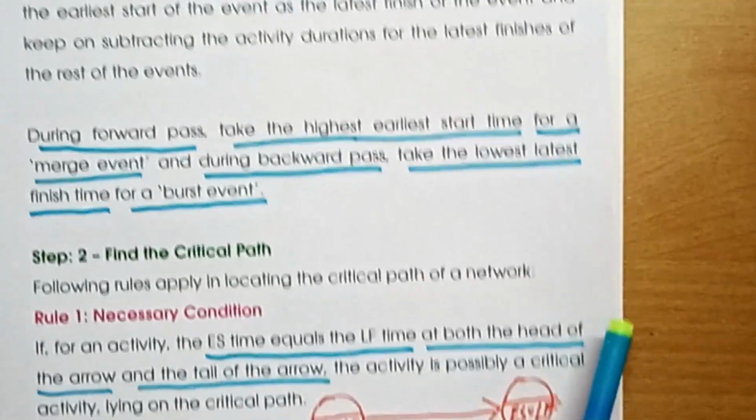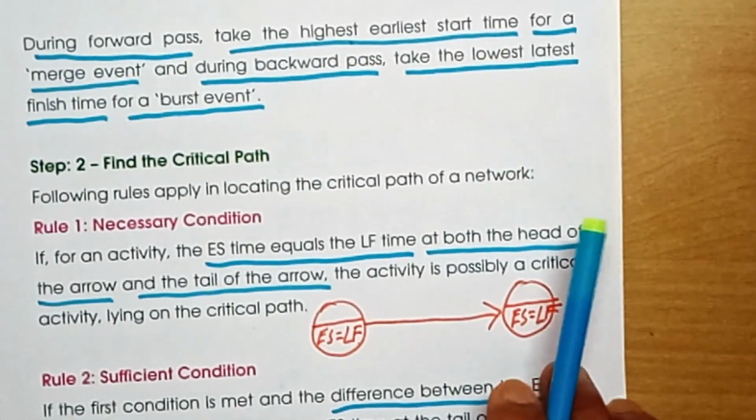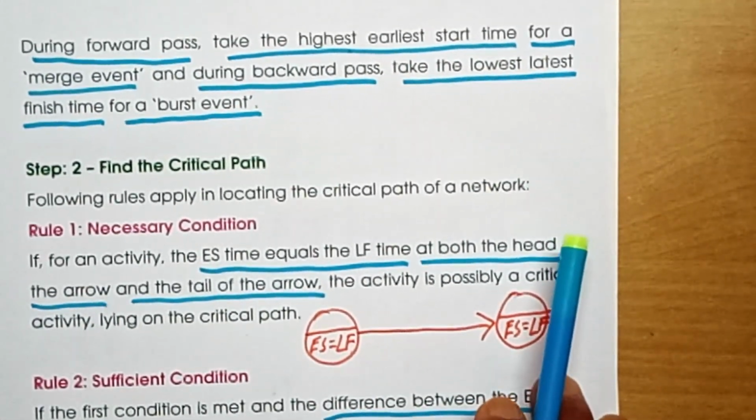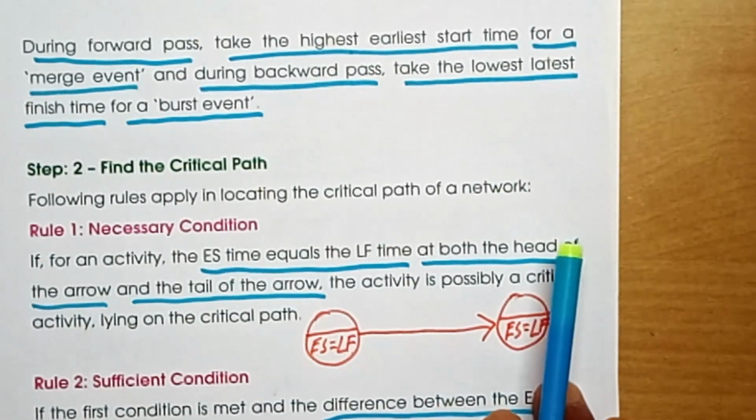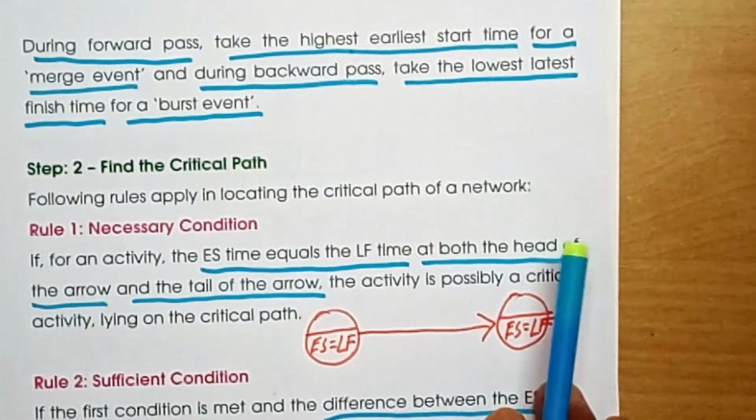So this is just to sum up. And finally, after you have identified the earliest start and latest finish for each of the nodes, you have to identify the critical activities. Now, to find out critical activities, there are two rules: the necessary condition, rule number 1, and the sufficient condition, rule number 2.